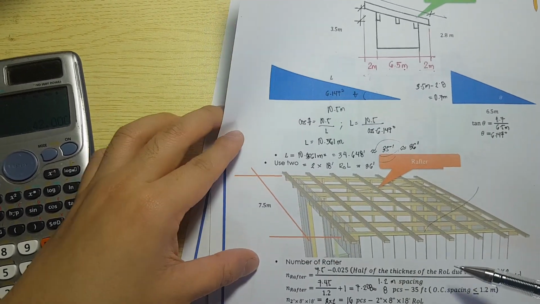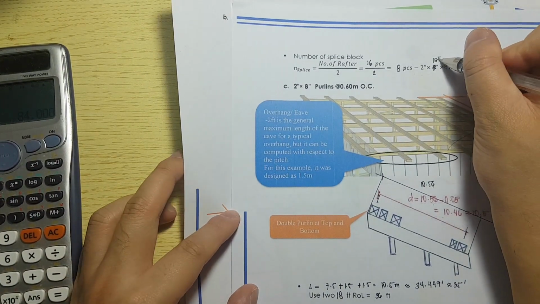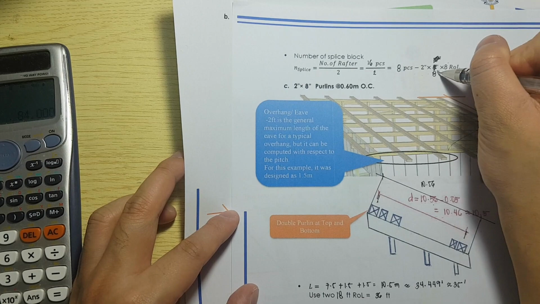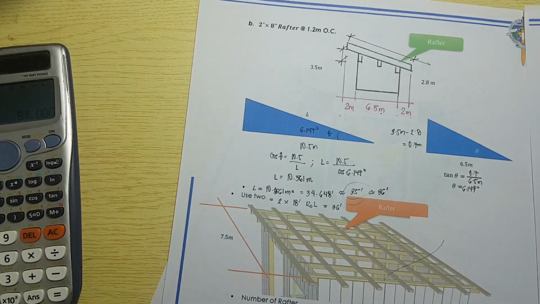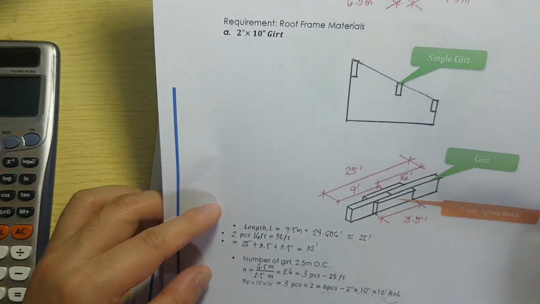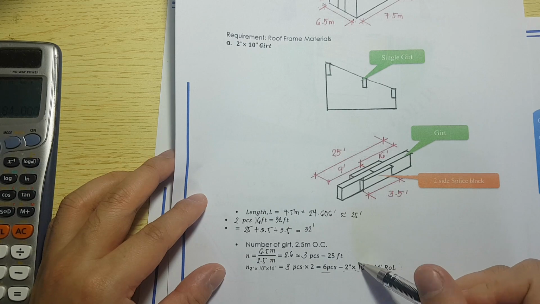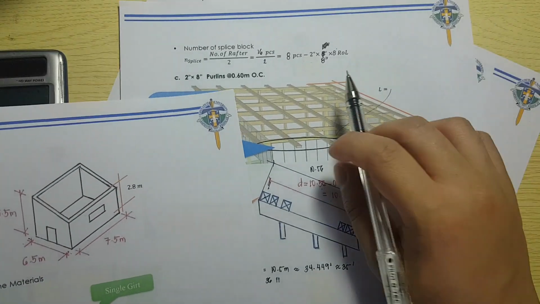No. This is letter B. Rafter is 2 by 8. Mistake. So, tama ito. This one is 8 inch. While for letter A, for ours, tama. Naka 10 inch tayo dito. So, tama. 8 inch, 10 inch, tapos 8 inch.